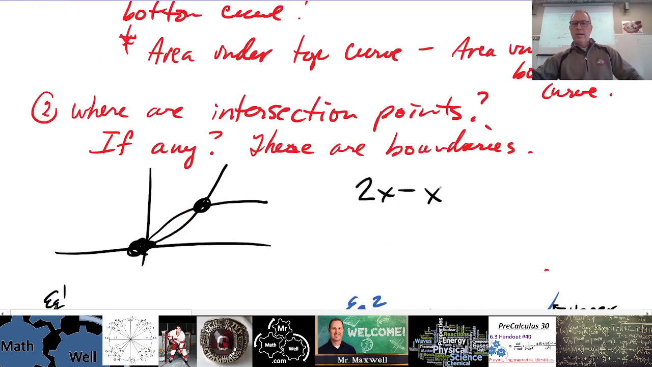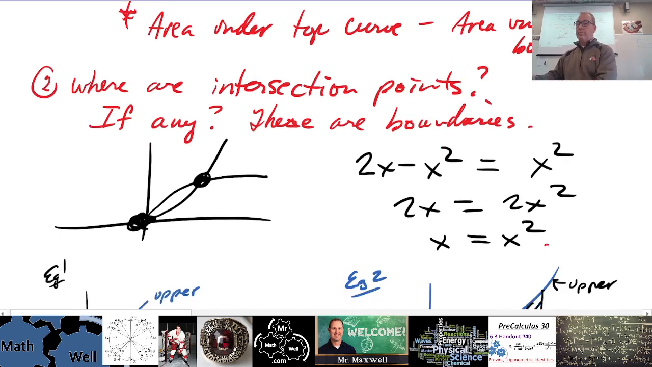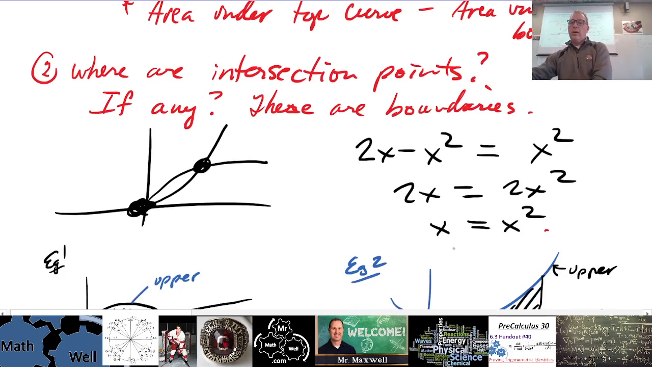Was it 2x minus x squared equals x squared, right? If we let them equal each other, we have 2x equals 2x squared when we add x squared to both sides. x equals x squared. Where does that occur? Well, that occurs at 0 and at 1. Or if you want to do it this way, 0 equals x squared minus x, and factor that.